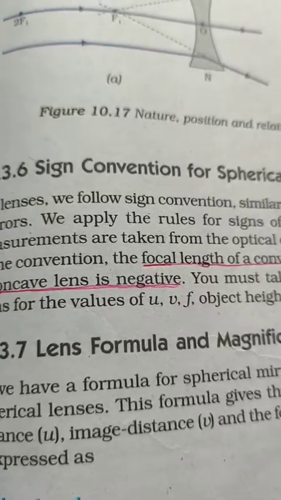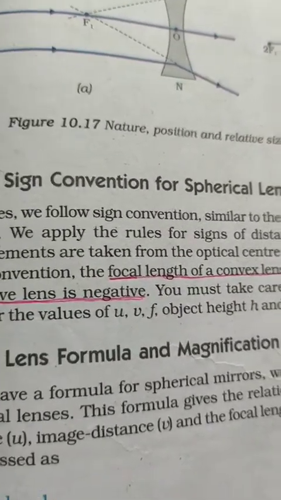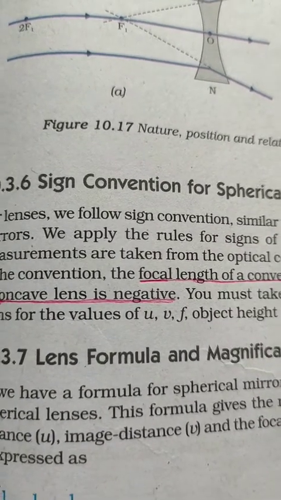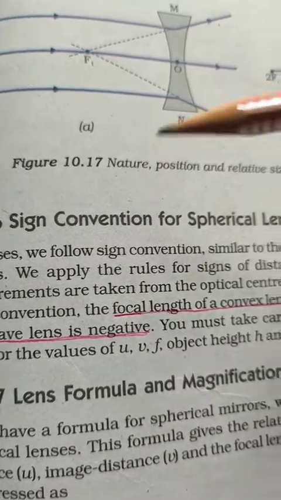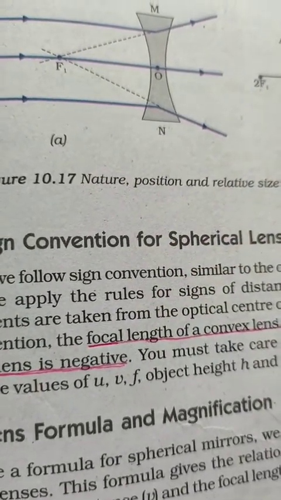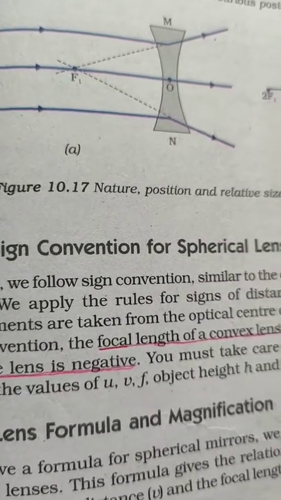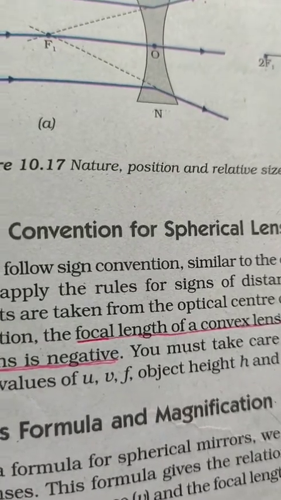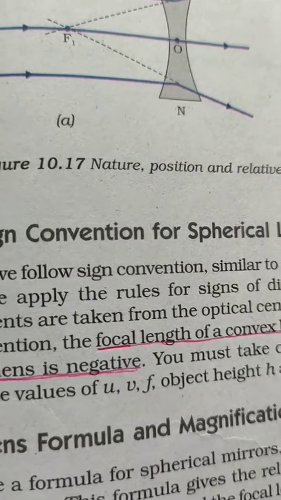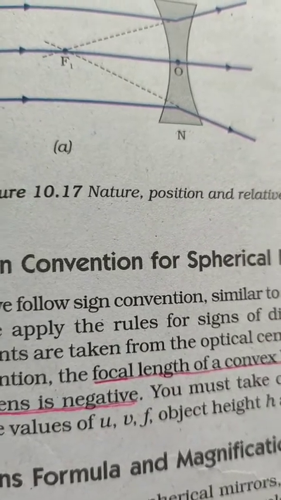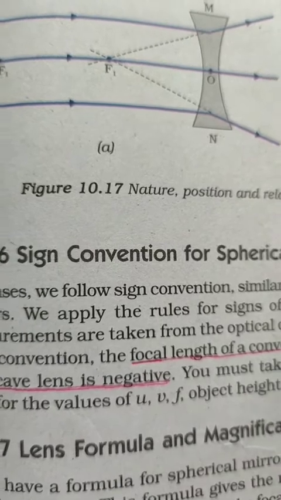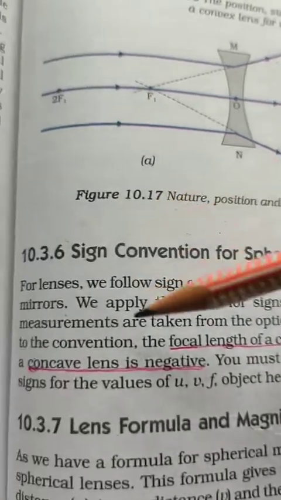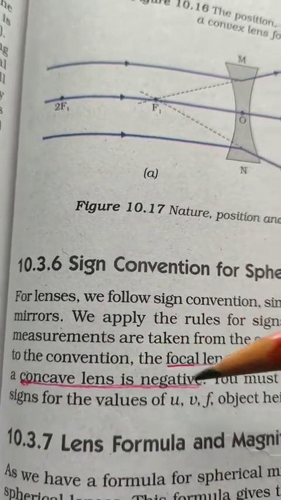Students, now going with the sign convention in the spherical lenses. Okay, we did the sign convention in case of spherical mirror, isn't it? Here the same thing is applicable. You see here, the focal length of convex lens is positive and that of the concave lens is negative. Okay, in case of concave spherical mirror, the focal length was negative, and in case of convex it was positive, isn't it? Here also in case of convex lens it is positive, and in case of concave lens it is negative.